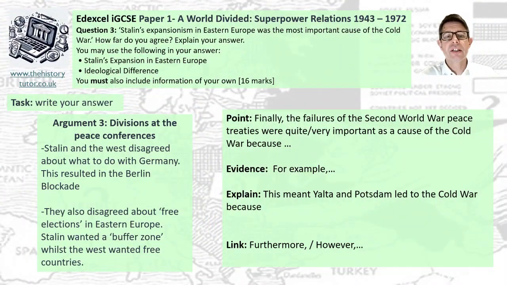So finally, you can give another idea about maybe the peace conferences, Yalta and Potsdam. So you can see a writing frame here. Again, have a go. Look back at our plan, see if you can explain an answer. You may want to consider this is quite important, but perhaps the other two, particularly ideological difference, are really causing some of these suspicions from these conferences to develop. So pause it now and give this one a go.